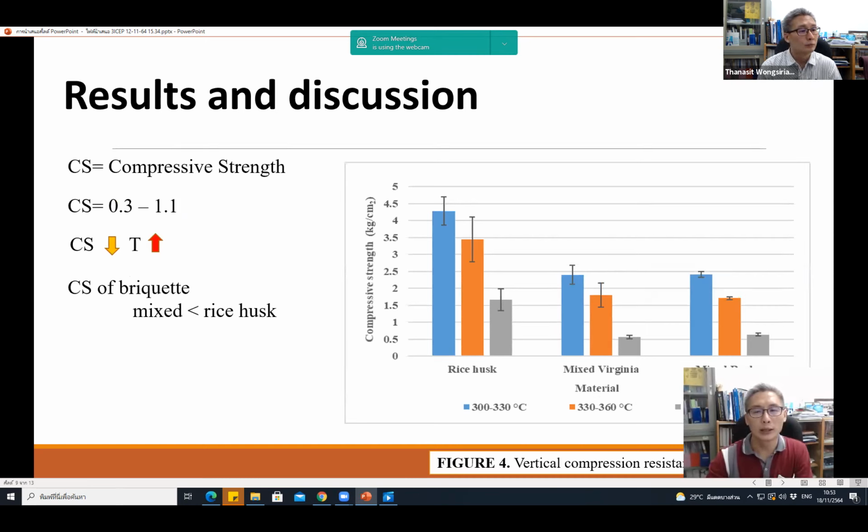For the compression strength, as shown in figure 4, the resistance of the briquette was between 0.3 to 1.1. Increasing the die temperature results in a decrease in briquette strength. Compression strength of the briquette decreased when mixed biomass was used compared to rice husk. High compaction resistance results from high compression force, making the particles close together. The compressive strength of a sample could be affected by material properties such as particle size, moisture content, and porosity.